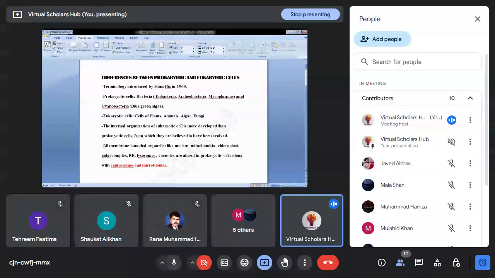And next concept, all membrane-bounded organelles like nucleus, mitochondria, chloroplast, endoplasmic reticulum, lysosome, vacuoles are absent in prokaryotic cells, along with centrosomes and microtubules. Why have I highlighted it? This is an important concept. Centrosomes are centrioles. These are non-membrane-bounded organelles. Centrioles are non-membrane-bounded. They do not have a membrane, but still they are absent in prokaryotic cells.